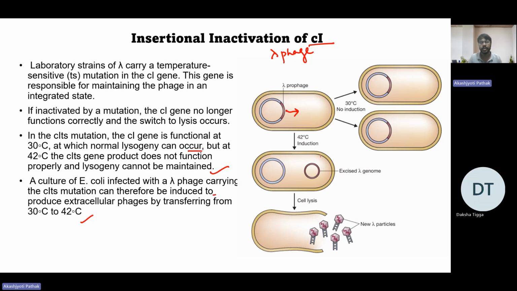You will allow it to grow, and once it has grown sufficiently, now what will you want? You will want the protein to get expressed. So you will transfer it from 30 to 42 degrees Celsius. And at this stage, what will happen? Your gene will excise from the bacterial genome, and now it will start to transcribe, and the protein will start expressing. And because your lambda particles will lyse the cell, they will come out of the bacterial cell. You will get it in the supernatant.